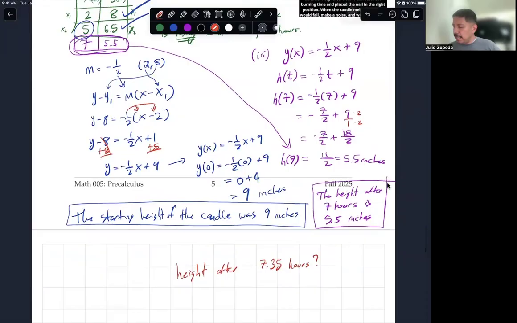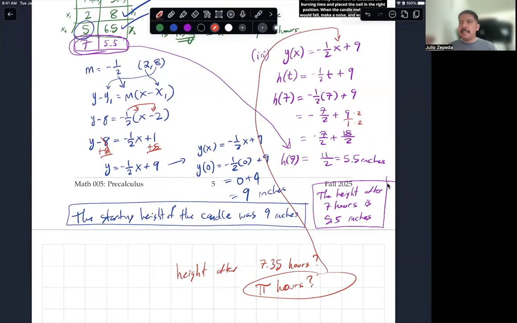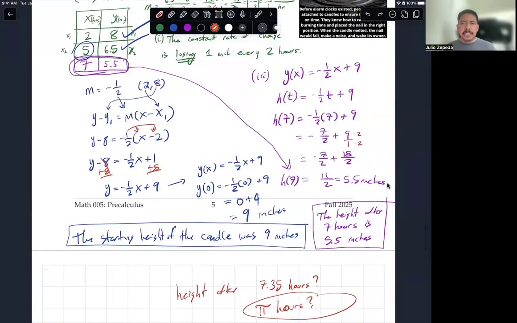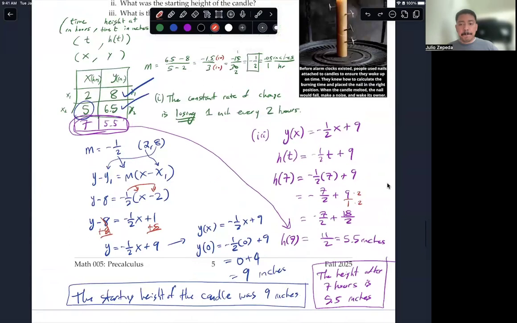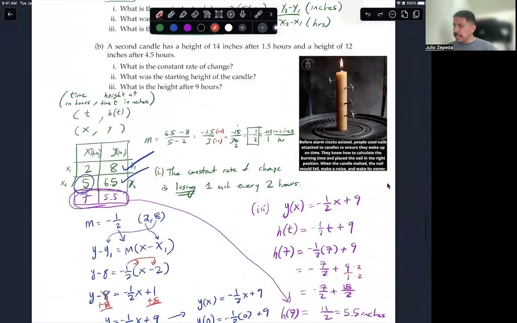Or what is the height after pi hours? We can make this a little bit more complicated. Well, this is no problem for our function. We can just plug in pi right there, and that would give us our answer. So the numbers can be made more complicated. These are kept simple since we don't have calculators in this class. So we do want to see the work for this solution. Okay, and that is it.